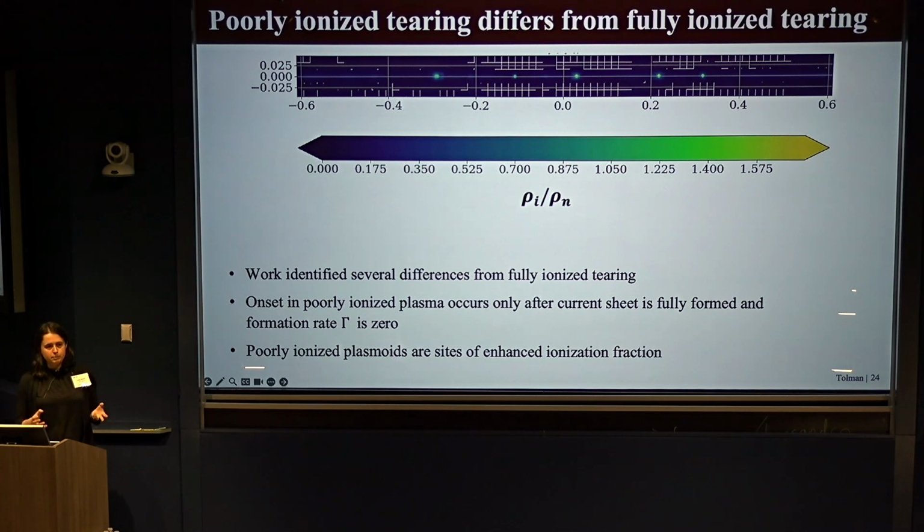So a poorly ionized plasma has a big ionized species, which is the plasma, and then you've got a big neutral species, which is hanging out there interacting with it. And the ratio between the ionized density and the neutral density is the ionization fraction. You can plot this on the top of the slide in the nonlinear stage of the tearing instability. You can see that the ionization fraction is much higher in these little patches, which correspond to the plasmoids. So this was a really interesting effect.